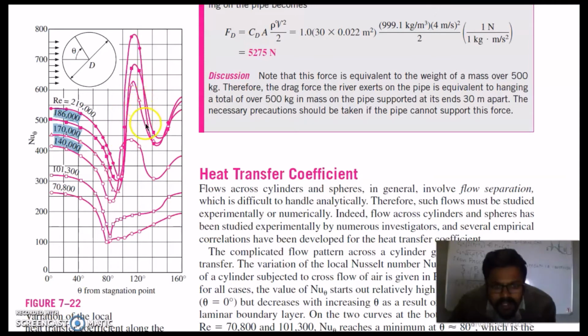This is due to the thickening of the boundary layer, because we know the boundary layer will grow along the surface. So this region corresponds to 140 degrees. When your theta is 140 degrees, here your flow starts to separate, which will cause the production of the wake region, which will further decrease the heat transfer up to this point. So this minimum is due to the formation of the wake.